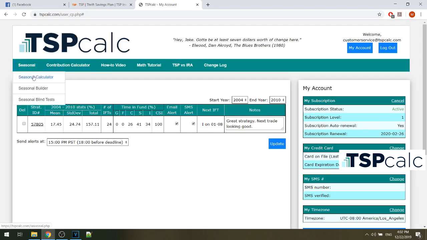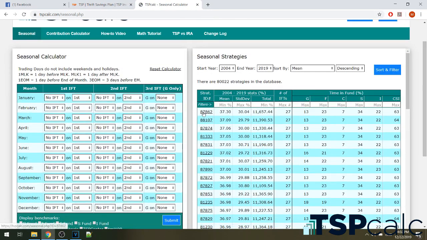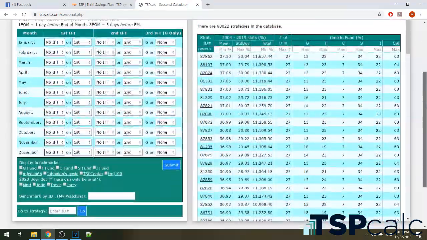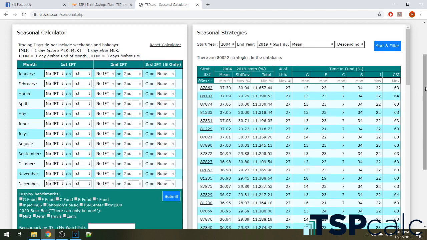So going back to the seasonal calculator, I've got that strategy on my watch list. Let's take a look at the seasonal strategies table. Like I said earlier, every time you run this, it takes this unique combination of trades and puts them in the database. And if they already exist, then it just pulls that strategy number. If it doesn't exist, then it makes a new entry in the database and a new strategy number is generated.